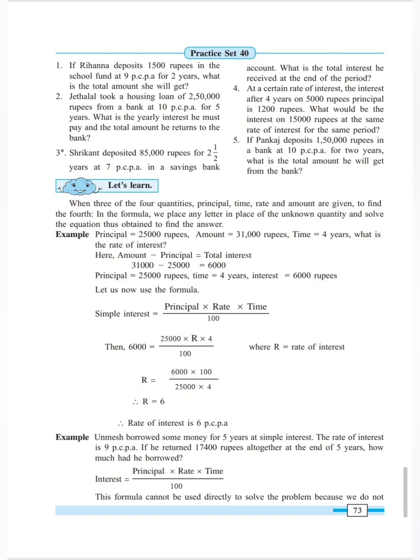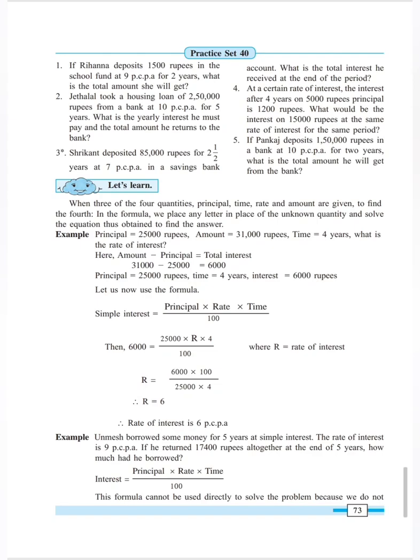Now rate of interest is always written in PCPA. The unit of rate is equal to PCPA, percent per annum. Thus rate of interest is equal to 6 PCPA. Let's study the second example now.